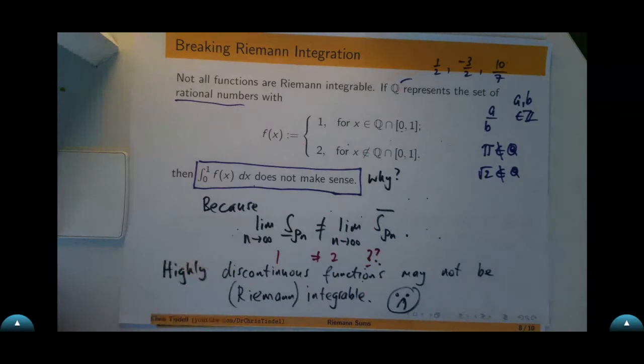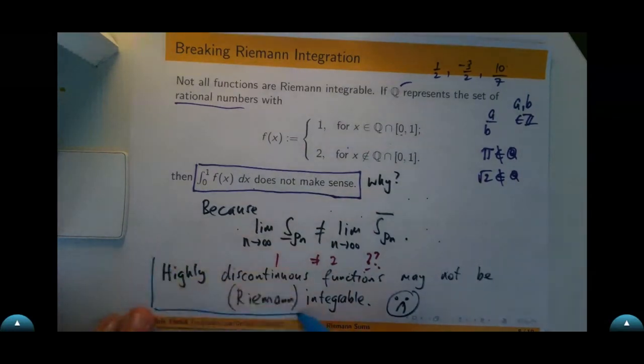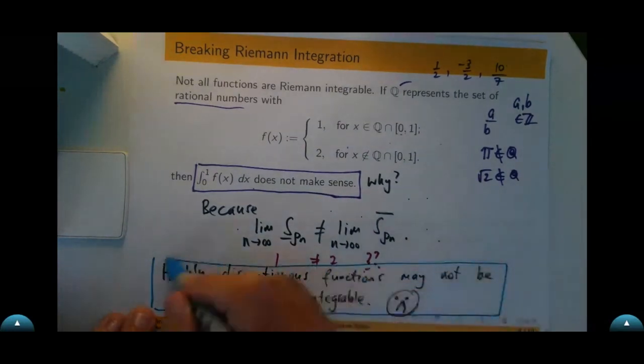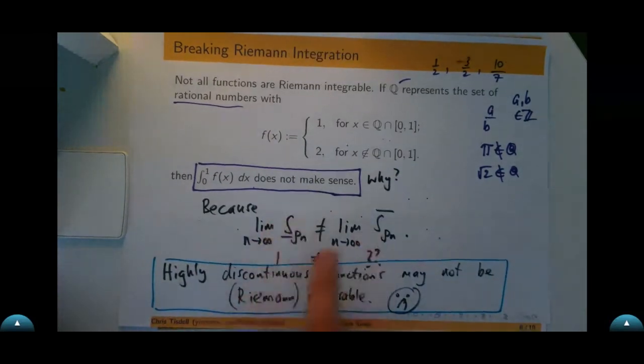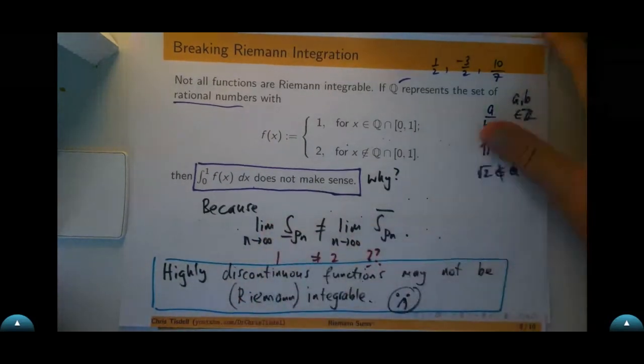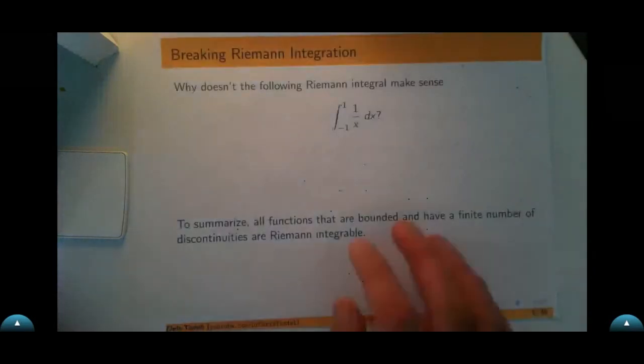Okay, but this is the most important thing. If you have a function that has too many discontinuities, then it's not Riemann integrable because these two limits don't exist. Okay, so let's look at another example.